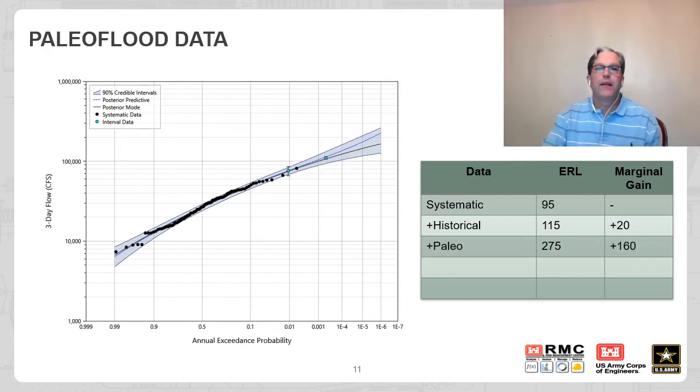Next, we add some paleoflood information in the form of a paleo stage indicator as a flow interval and a paleo non-exceedance bound as a perception threshold. When this is added to our data set, we get an additional increase in our effective record length by another 160 years, resulting in a total effective record length of 275.